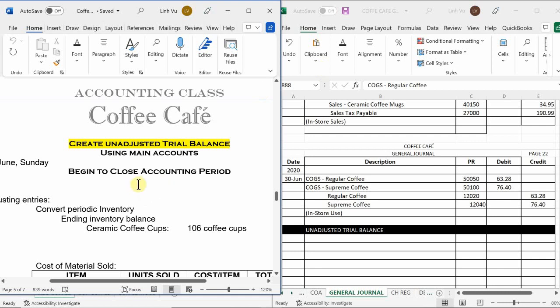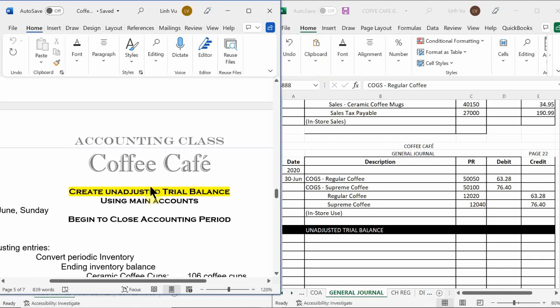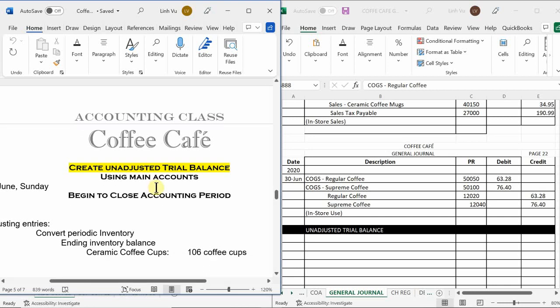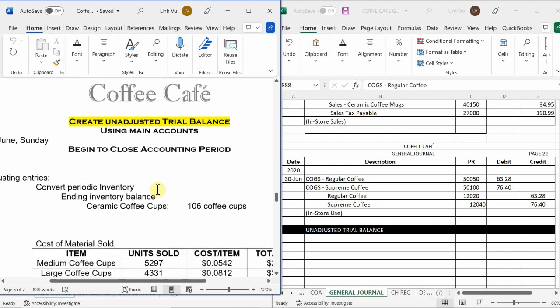All right, so welcome back to Coffee Cafe. We did our trial balance and we made sure that all of our numbers came out nice and neat. They both match each other on both sides. So now that we completed our unadjusted trial balance, we can start doing our adjustments. So begin to close the accounting period by starting off with our adjustments.